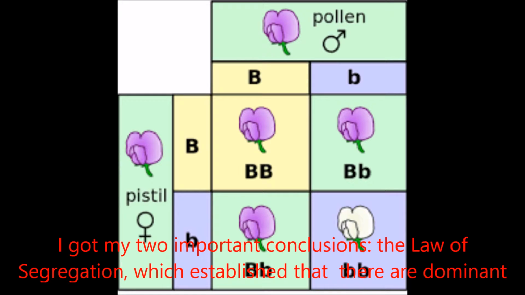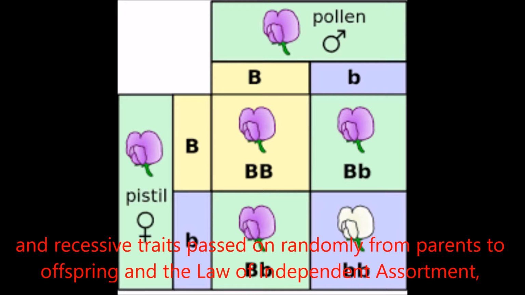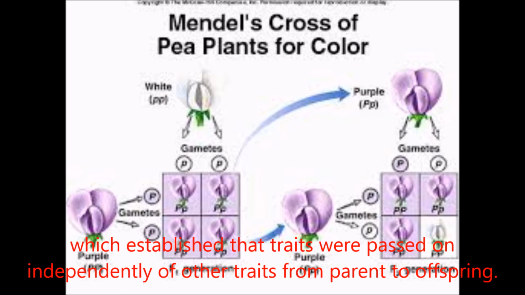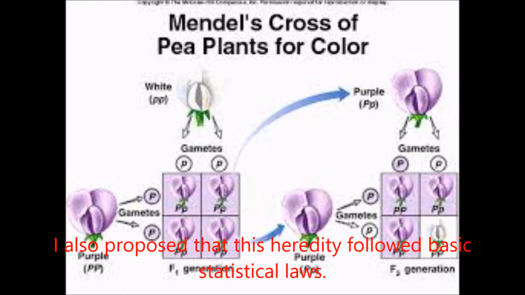The law of segregation, which established that there are dominant and recessive traits passed on randomly from parents to offspring, and the law of independent assortment, which established that traits were passed on independently of other traits from parent to offspring. I also proposed that heredity follows the basic statistical laws.